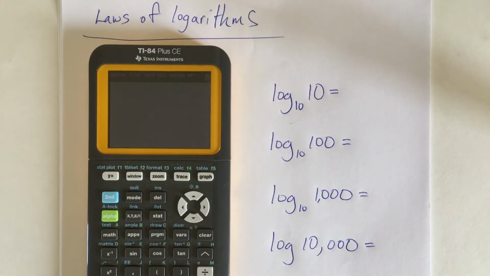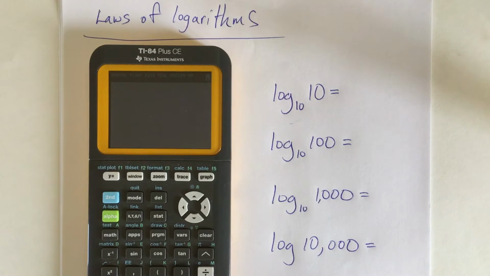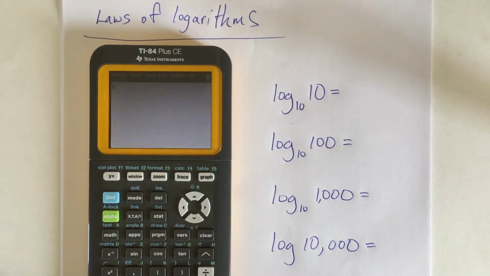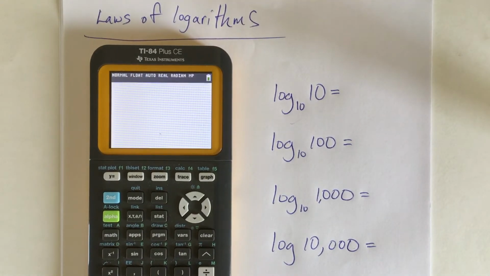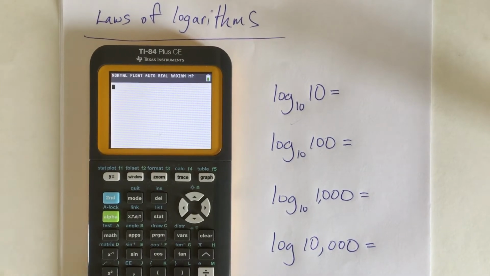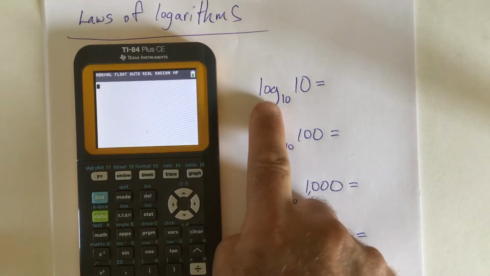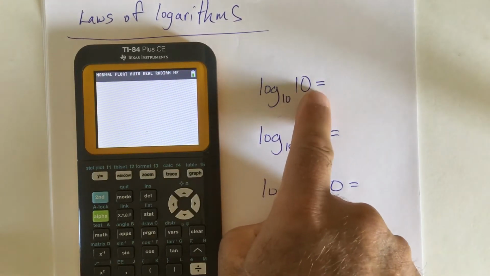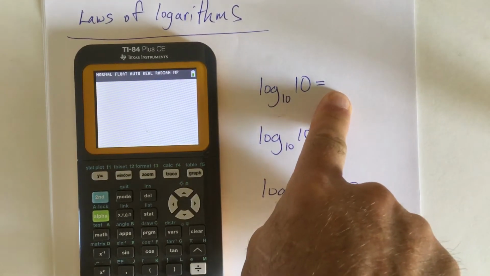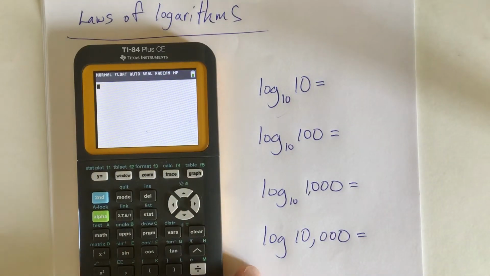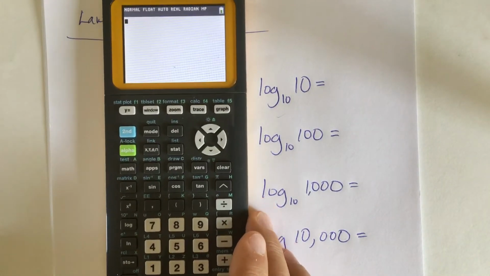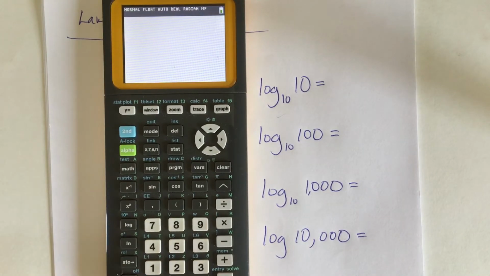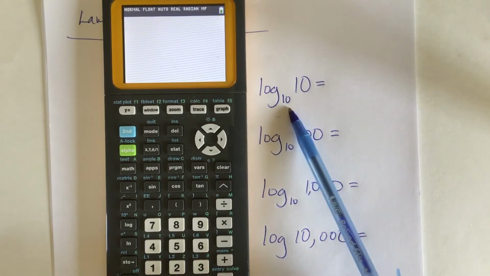Hey guys, I'm doing this video live because I want you to see my calculator display. We're talking about laws of logarithms. On the side here, you'll see that I have log base 10 of 10 equals, and then I don't have anything. I just wanted to remind you that your calculator has a button on it that says log, and it is log base 10. So I never have to tell the calculator what base I'm using as long as the base is 10.